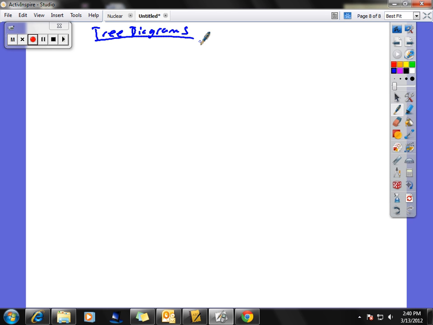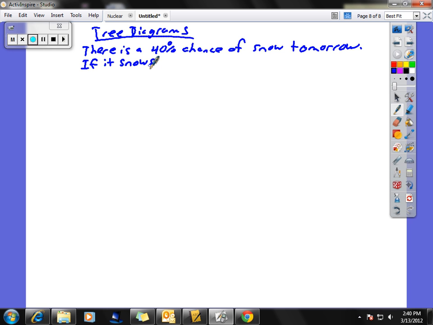So let me write this out here. There is a 40% chance of snow tomorrow. Yeah, probably actually a little less than that, but we're going to pretend. Maybe a little more than a little less. If it snows, there is a 20% chance that school will close.